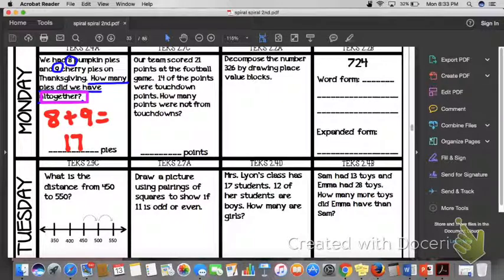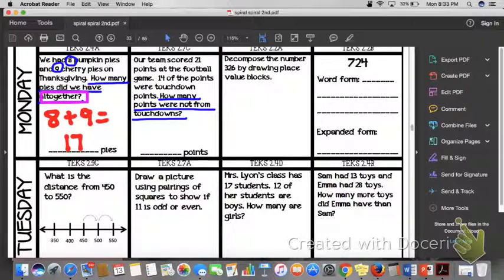Let's go to the next problem. And it says, our team scored 21 points at the football game. 14 of the points were touchdown points. How many points were not from the touchdowns? So again, I'm going to start off by underlining my question. Then I'm going to circle information that is important for me to use to solve the problem. They want to know how many points were not from touchdowns.